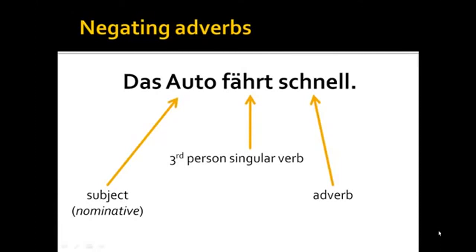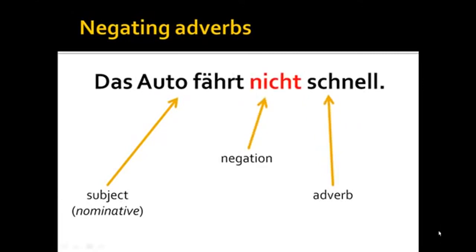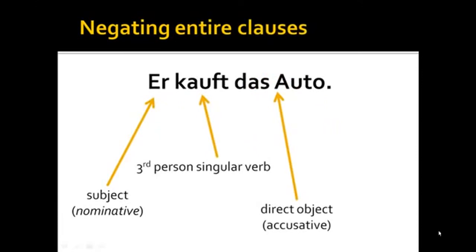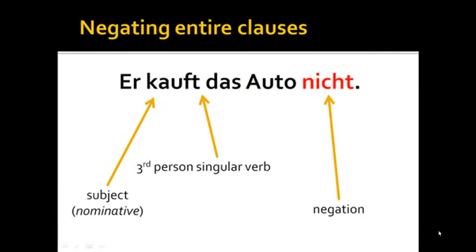However, even though I'm dealing here with an adverb, I could still negate it in the same manner. Das Auto fährt nicht schnell. The car does not drive fast. Now, if my friend is buying the car, kauft das Auto, how do I go about negating that idea, the fact that he's buying a car? The answer is I insert the negation at the very end of the clause. Kauft das Auto nicht. He's not buying the car.